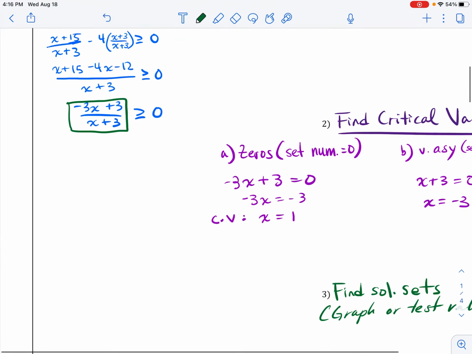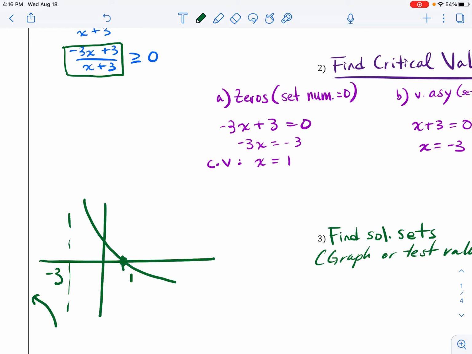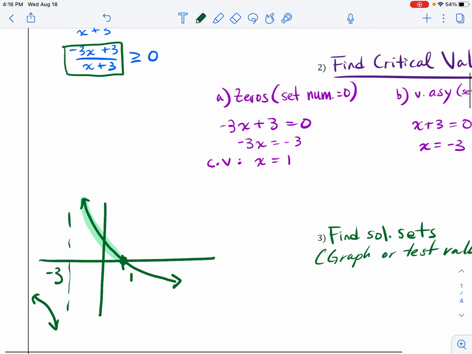Okay. And I'm going to go ahead and sketch that graph. So what we saw from what we graphed was a vertical asymptote at negative 3, and at positive 1 was a 0. And this graph effectively looked something like this. And this is just a rough sketch. But what we see here is that our graph is greater than or equal to 0 here, which means for us our interval is as follows.